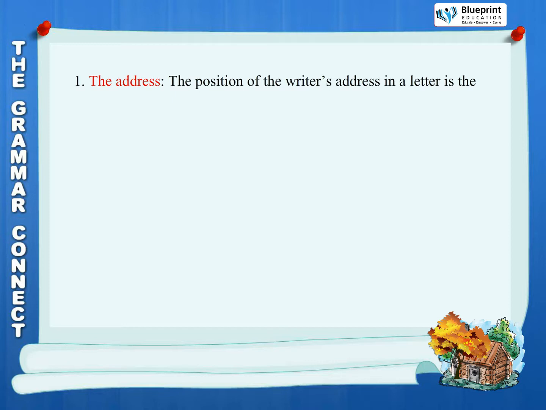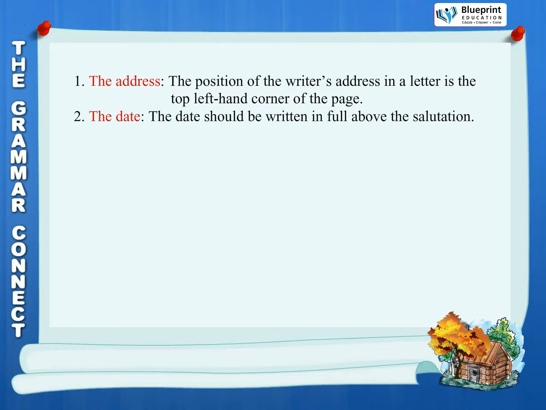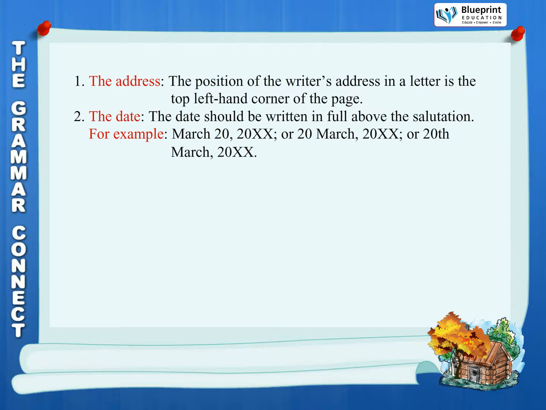1. The address. The position of the writer's address in a letter is the top left-hand corner of the page. 2. The date. The date should be written in full above the salutation. For example, March 20, 2000 or 20 March 2000 or 20th March 2000.